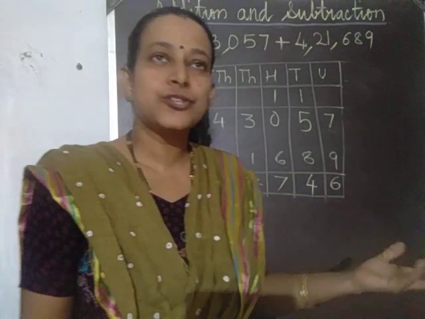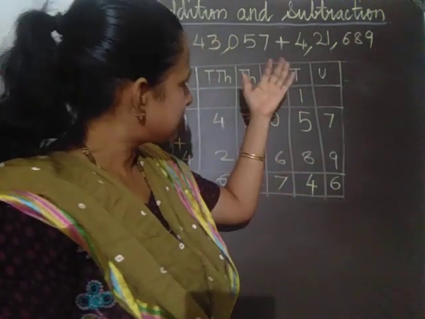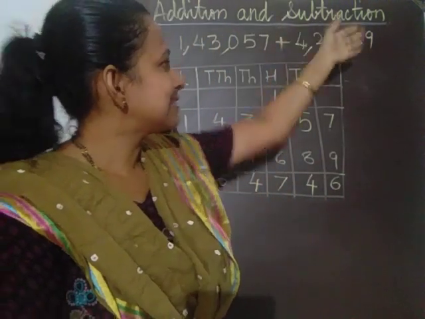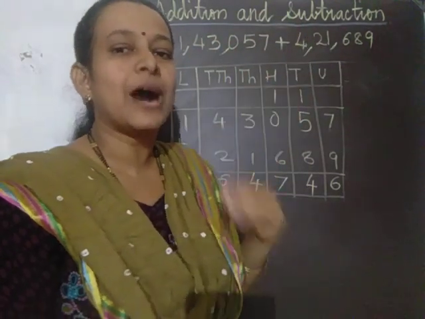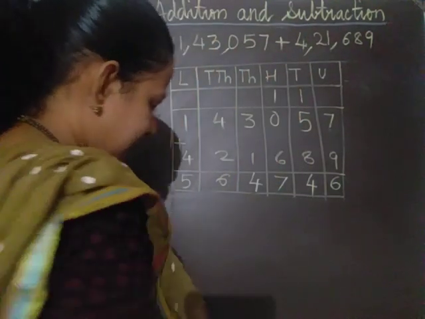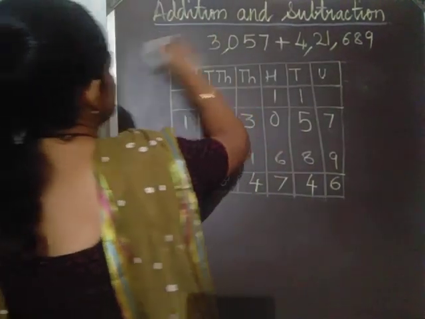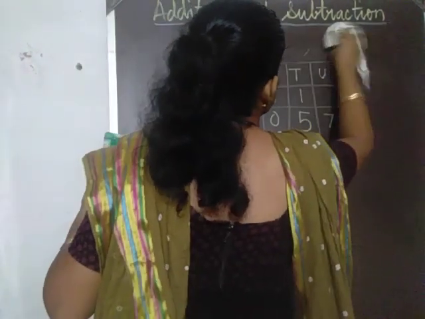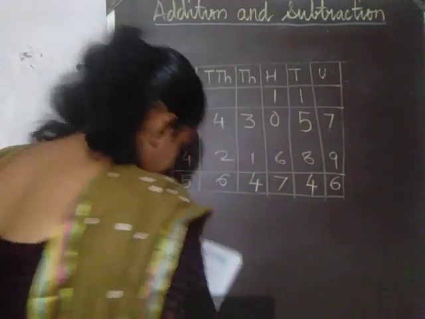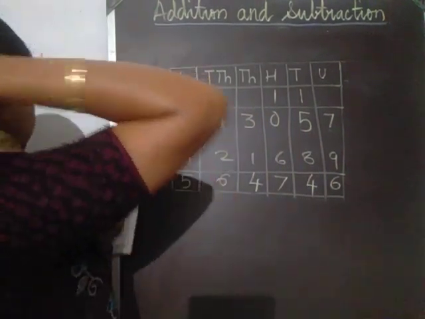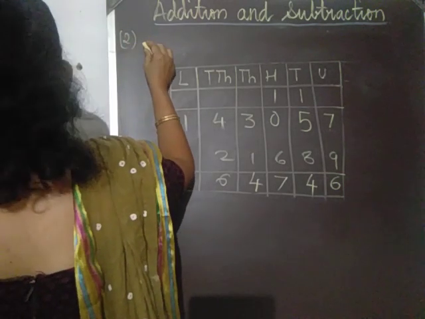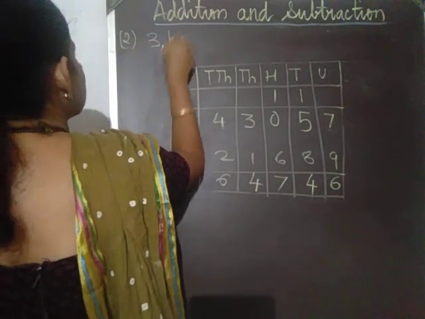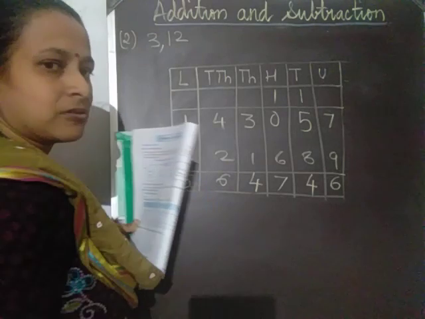Now let me show you how to add 3 numbers. These were only 2 numbers we have added. Let me show you how to add 3 numbers very easily. So we can write here one more example of 3 numbers. Let me take the second example as 3,12,000. Always remember to write the commas.